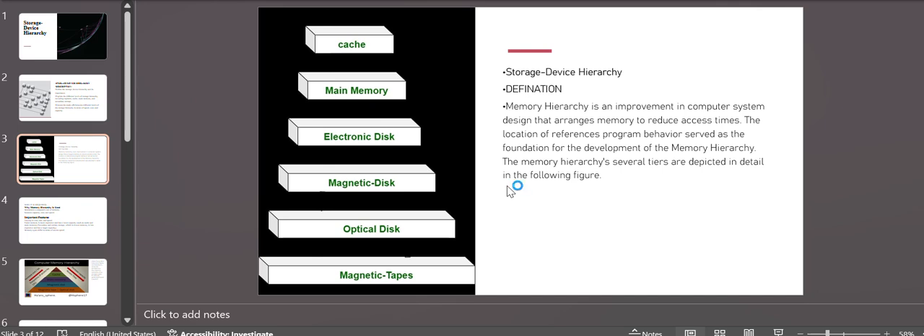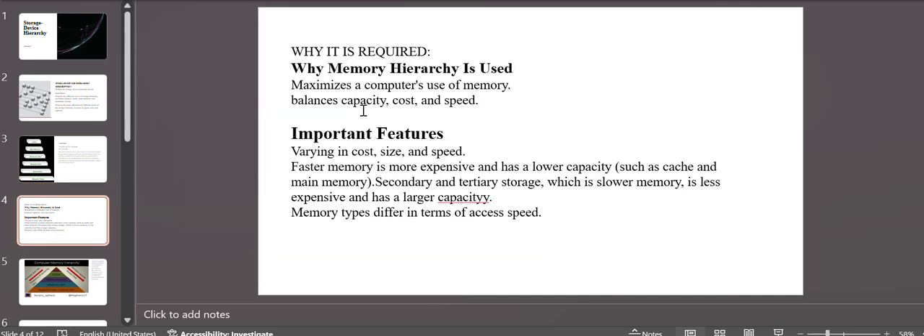Memory hierarchy is an improvement in computer systems design that arranges memory to reduce the access time. The locality of reference program behavior serves as the foundation for the development of the memory hierarchy. The memory hierarchy has several styles, indicated in detail in the following figure. Why is it required, and what are the important features of this storage device hierarchy? Memory hierarchy is used to maximize the computer's use of memory, balancing capacity and cost.